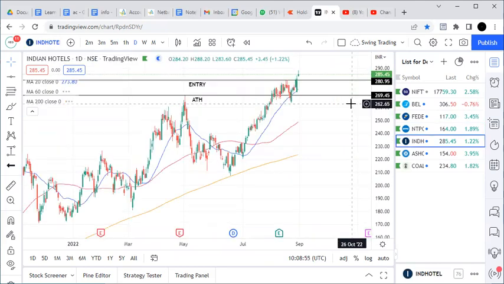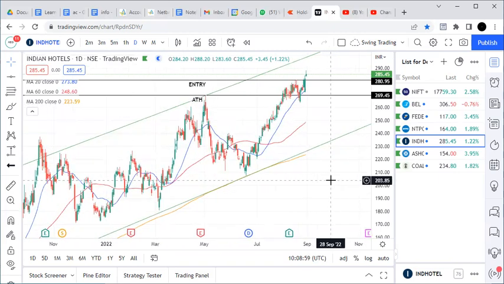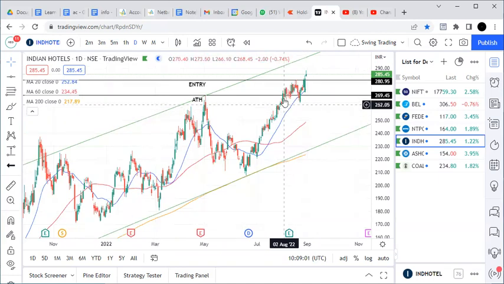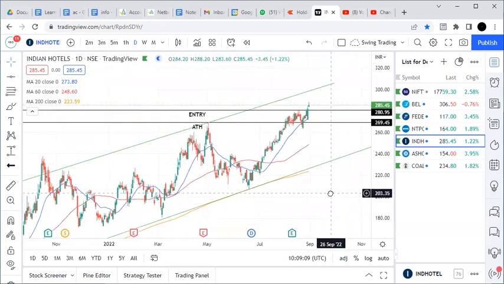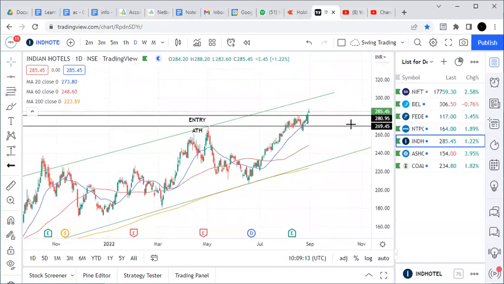And then you have Indian Hotel. Here you have the channel pattern, and then the stock above the 20 period moving average, the 20 period above the 60, and the 60 above the 200 period moving average, looking good. Okay. Now the all-time high has been crossed.